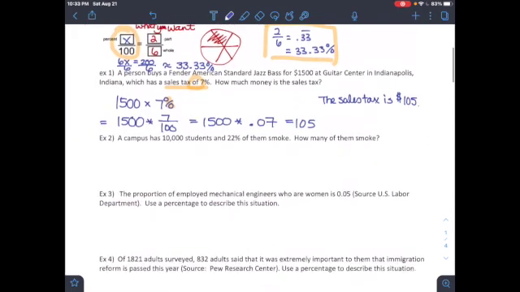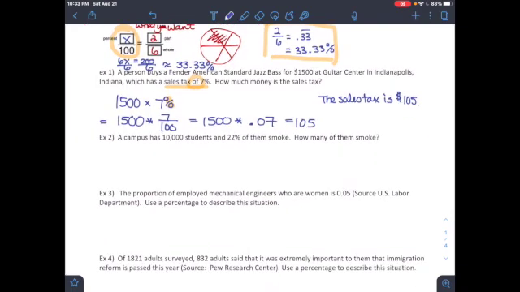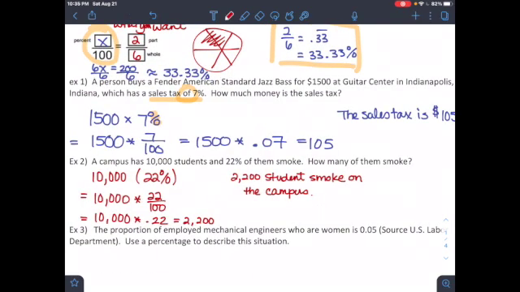Example number 2, a campus has 10,000 students and 22% of them smoke. How many of them smoke? So what would you do? Pause the video and try example number 2. So the answer for example number 2 is 10,000 times 22%, because again it's "of" right here. 22% of them smoke, so what is the whole thing?